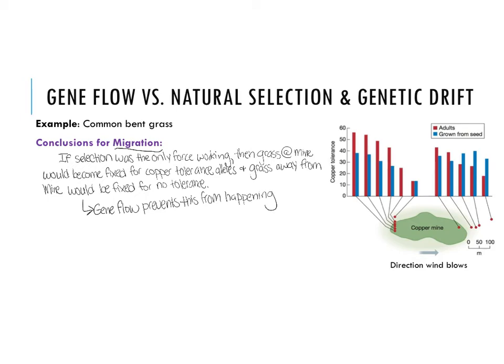Okay? Here's how the gene flow works, right? Each generation, pollen and seeds from non-mine areas blow onto the mine. We didn't really talk about what was upwind from the mine, but it was just more grass fields. So pollen and seeds from those are blowing onto this mine.